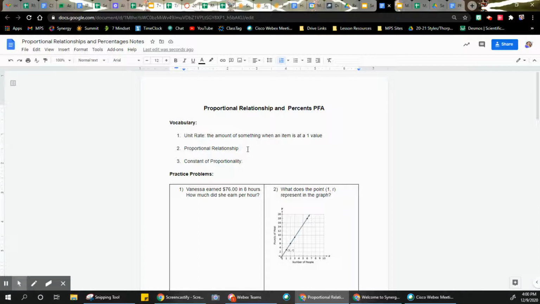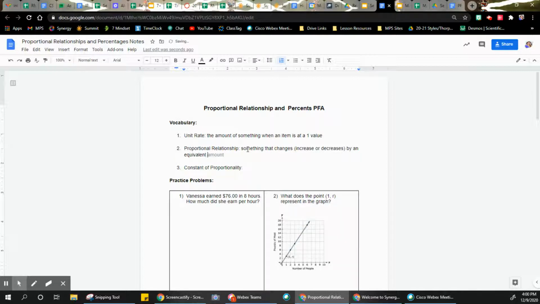Now let's talk about a proportional relationship. A proportional relationship is something that increases or decreases by an equivalent ratio each time, or by the same amount each time. So if we're going up, it's going to go up by the same amount each time. If we're going down, it's going to go down by the same amount each time. To be considered completely proportional, it has to go through zero.